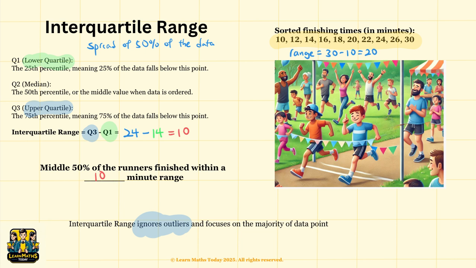But let's change the last element, 30 minutes, to 100 minutes. Assume that someone, maybe he just slowly walked and crawled for the whole race and took 100 minutes to finish the race. With this new sorted finishing time, the range is now 100 minus 10, equal to 90. But the interquartile range is still the same.